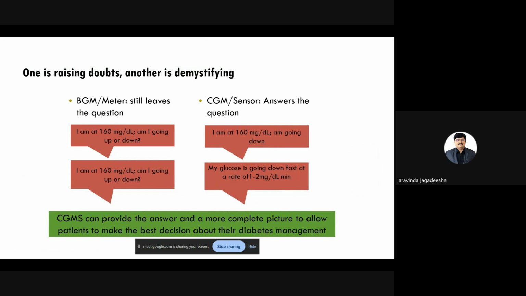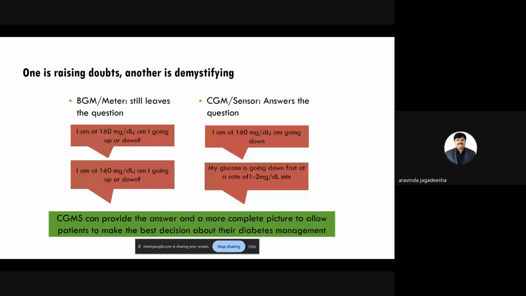On the left hand side, you can see the blood glucose meters, which still leave the question. For example, I am at 160 milligram per deciliter. Am I going up or down? The answer is no, they don't have an answer. At the bottom, you can see I am at 160, am I going up or down? The question remains the same. On the right hand side, you can see with the CGM how it answers the question.